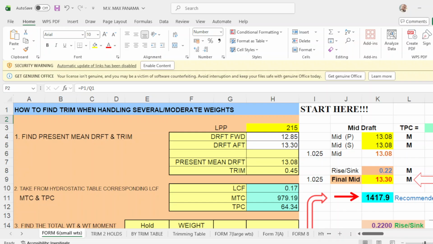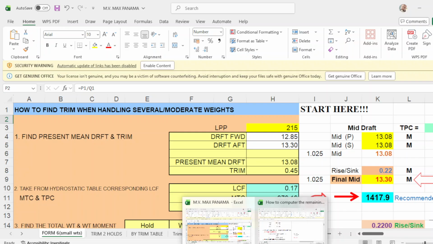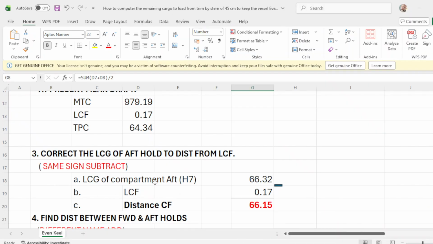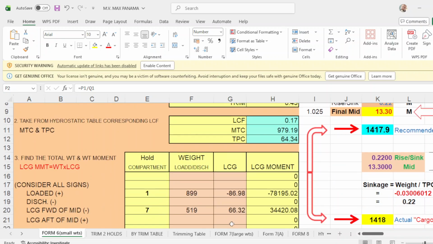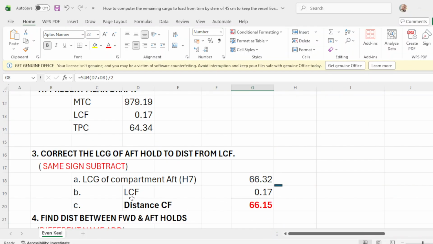Okay, then we go to number 3, which is correct the LCG of up hold to this distance from LCF. So your LCG of number 7 is 66.32. Number 7 is 66.32 LCG, okay? And your LCF is 0.17. Same sign, subtract. They are all positive, so you subtract, that will be 66.15.